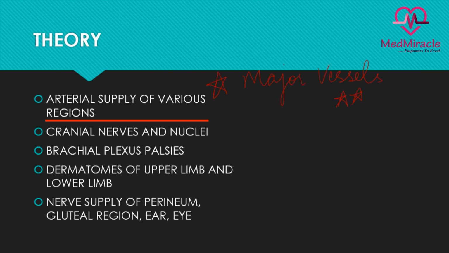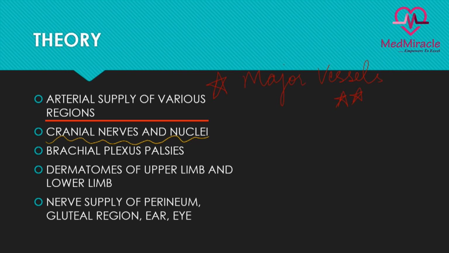Second comes the cranial nerves and their nuclei. This topic is very important from each and every competitive examination point of view. It includes the pathways of all the cranial nerves, the important supply, that is which muscles they supply, which kind of fibers they carry, and at what location in the brain are their nuclei located.